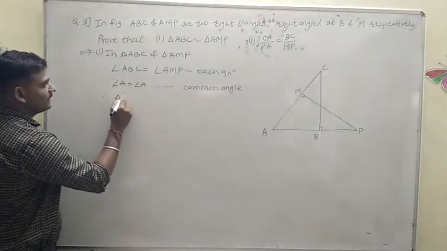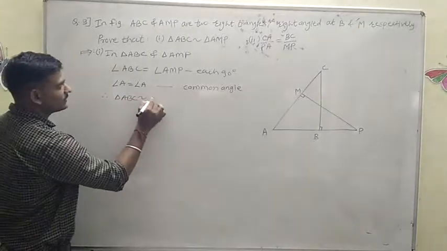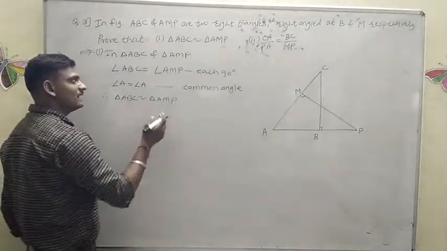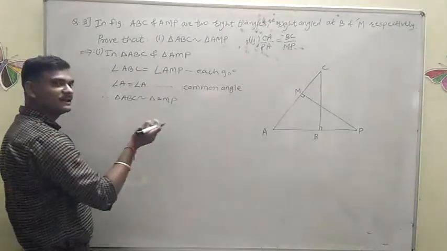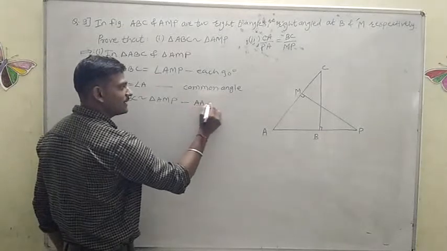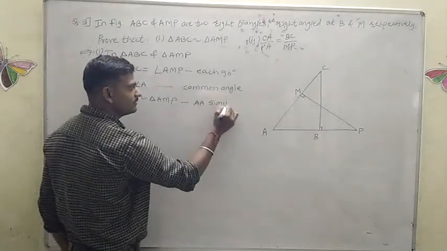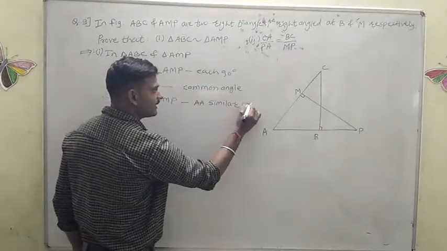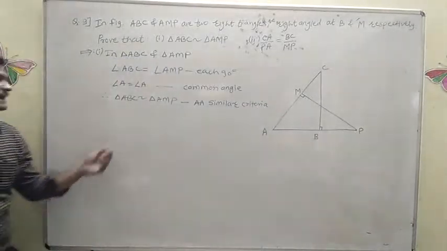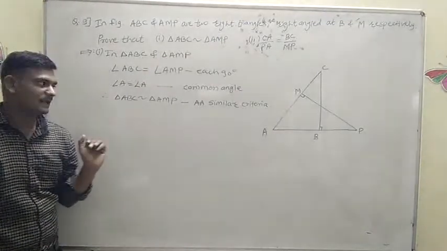Therefore, triangle ABC is similar to triangle AMP. What is the reason? By AA similarity criteria. Because these two angles are equal, by AA similarity criteria we can say that these two triangles are similar.